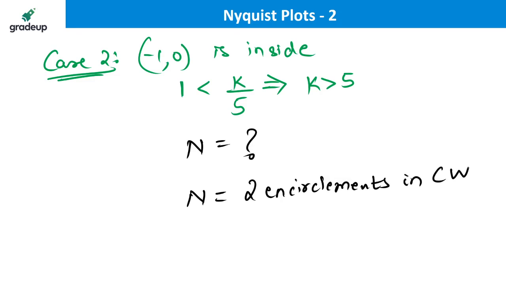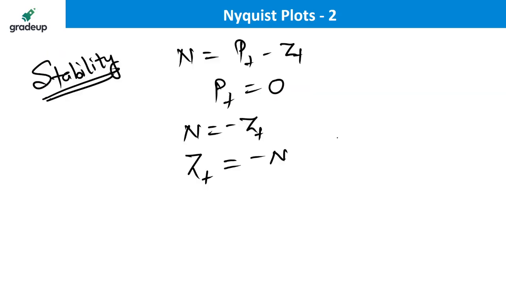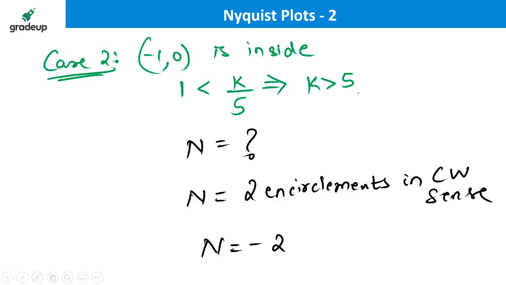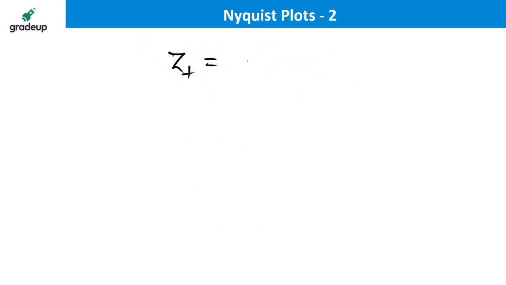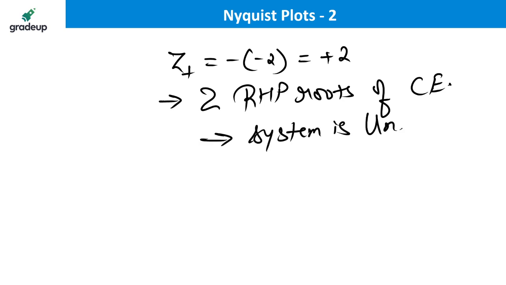but in the clockwise sense. So actually, what is the value of N? Clockwise I have told you is negative, anti-clockwise positive. I told you yesterday. So it is 2 encirclements in clockwise, so N equals -2. Now apply the formula. What is Z plus? I have told you, Z plus is minus N. Z plus is equal to minus of -2, that is plus 2. That means 2 RHP roots of the characteristic equation, and hence the system is unstable.